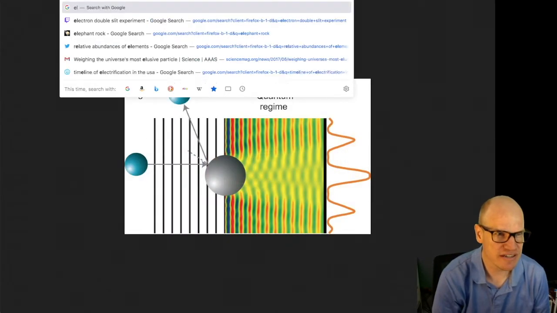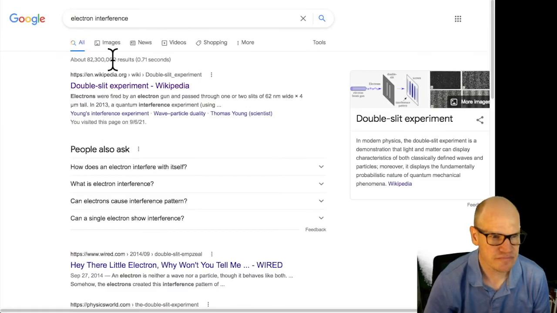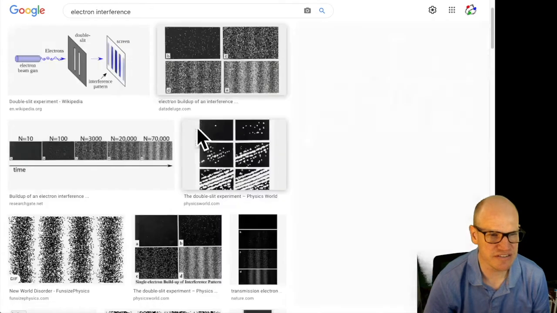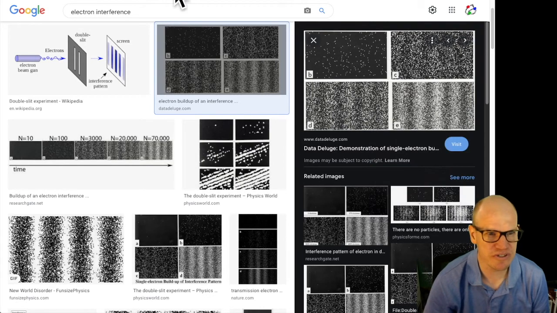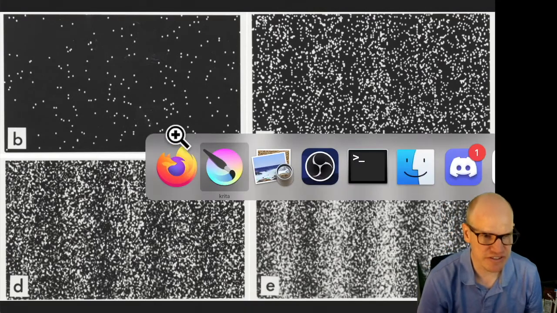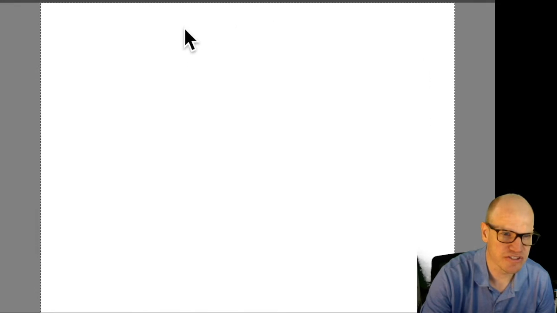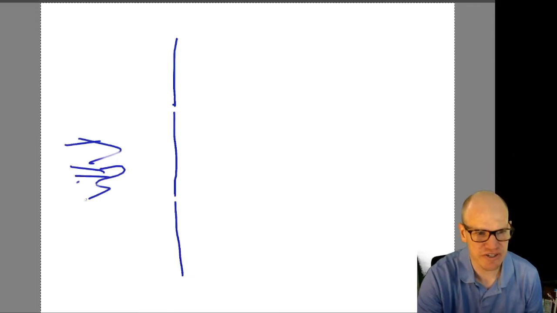So if we look at electron interference, okay, here is electron interference. This is a very, very famous image that is in almost every introductory textbook. You're sending single electrons at a time through a double slit experiment. So here are your two slits, one slit there, one slit here. They have to be small because the electrons have small wavelengths. Here's your beam of electrons coming this way.